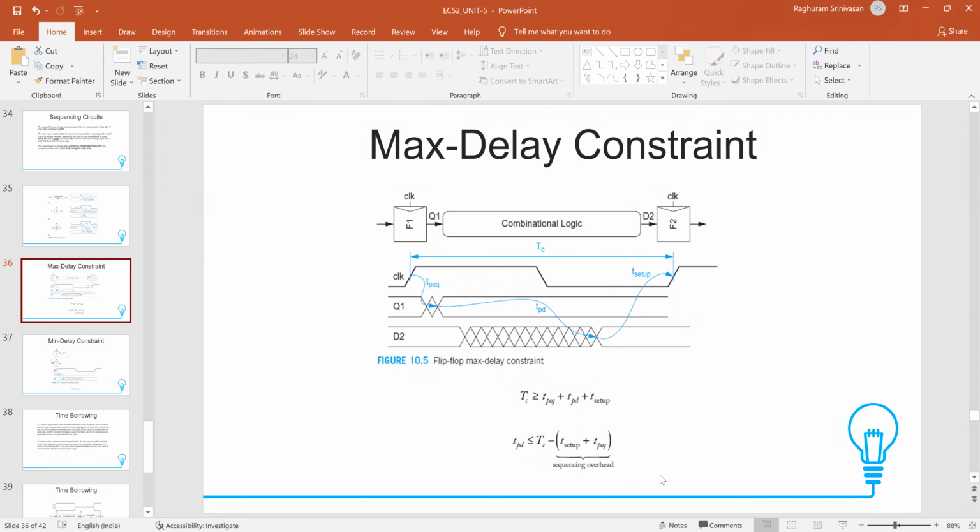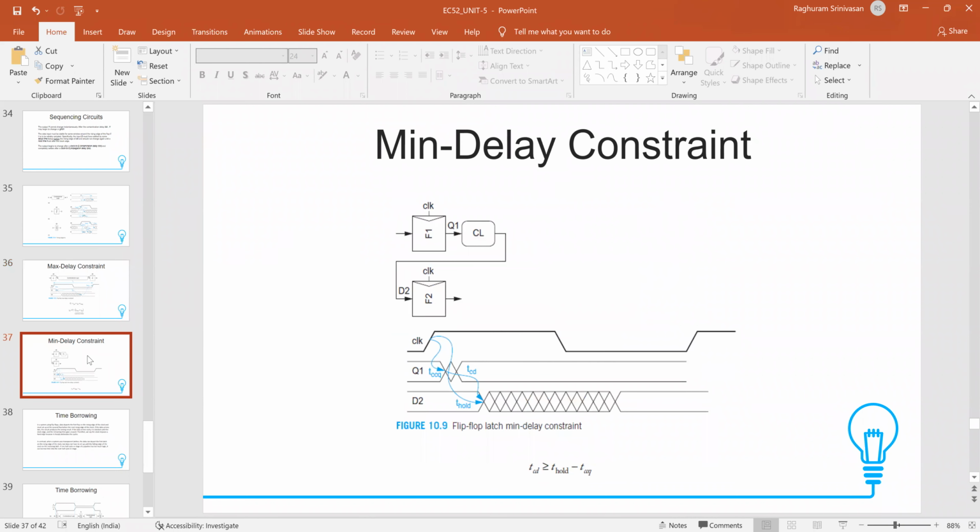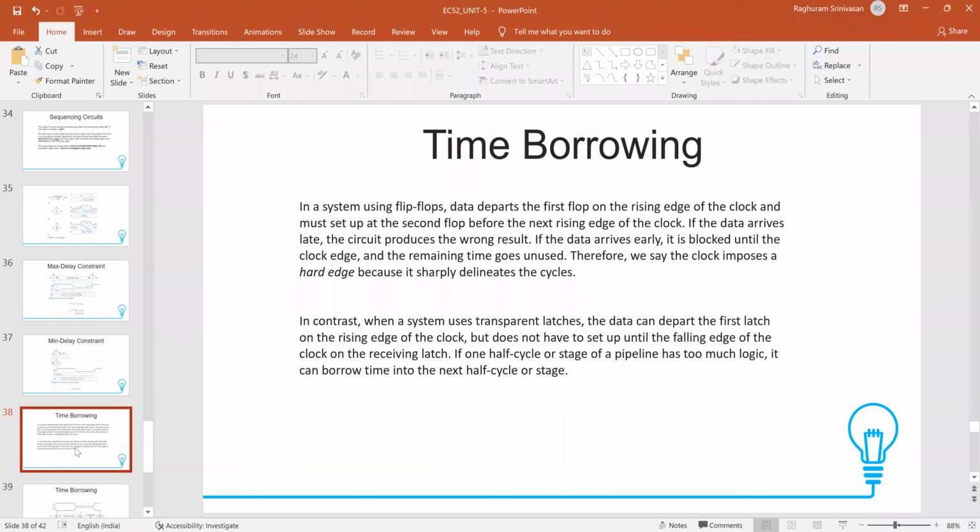So the first constraint is the max delay constraint, which says what is the maximum possible propagation delay that your block can have. The second tells what is the minimum possible contamination delay. Your contamination delay should be greater than that number. If it is not greater than that number, then you will have a hold time violation. So these two are the max delay and min delay constraints.